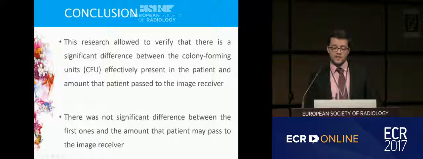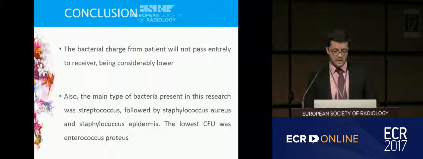This research allowed us to verify that there is a significant difference between the colony-forming units effectively present in the patient and the amount that the patient is able to pass to the receiver, and there was no significant difference between the first ones and the amount that the patient may pass to the image receiver. The bacterial charge from the patient will not pass entirely to the receiver, and it is indeed considerably lower. Also, the main type of bacteria present in this research was Streptococcus, followed by Staphylococcus aureus and epidermidis. The lowest CFU was Enterococcus and Proteus.